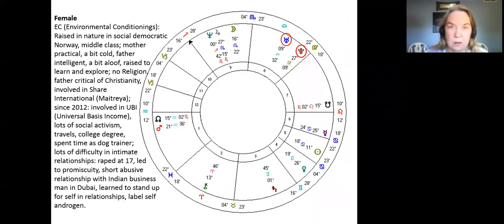Okay, here is our example. And what I did is I put the environmental conditionings right there on the screen for you. This was someone who was raised pretty much outdoors in nature, was raised in Norway, so they're a pretty social democratic country, raised middle class, mother was practical, sometimes a bit cold, father was intelligent, sometimes a bit aloof though. She was raised, though, to learn and explore. She didn't get a lot of heavy conditioning into thou shalt do this or not do that. So there wasn't a lot of heavy religious conditioning. As a matter of fact, her father was critical of Christianity.